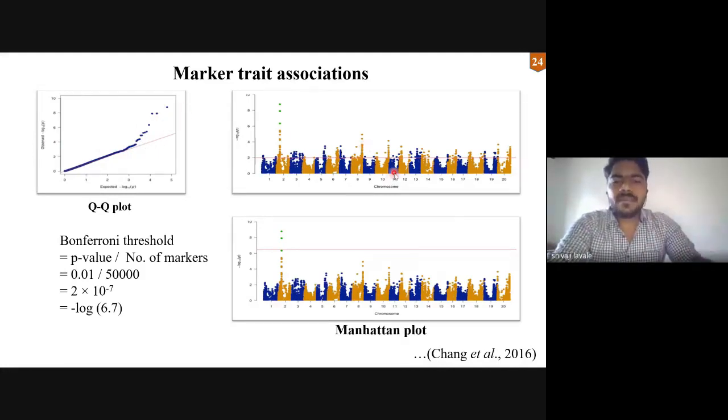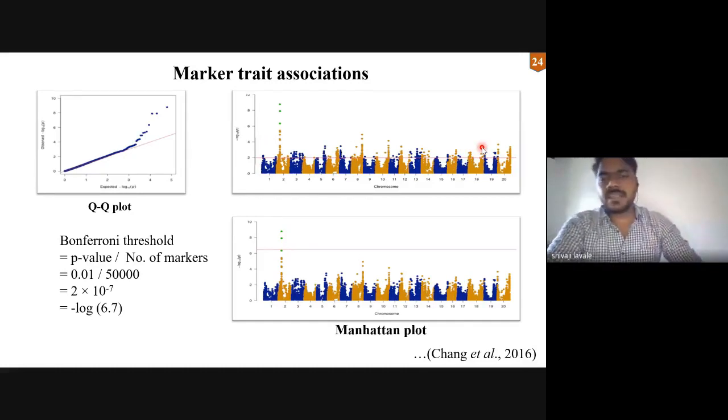In case of Manhattan plot, the markers are distributed on the horizontal axis. We have a large number of SNPs, so according to chromosome, we plot them on the horizontal axis against minus log of p-value. In our study, we'll be using 0.01 as the highest significance p-value. So minus log of 0.01 will be 2, and this will be used as the threshold. All the SNPs above this line are supposed to be associated with a particular trait.